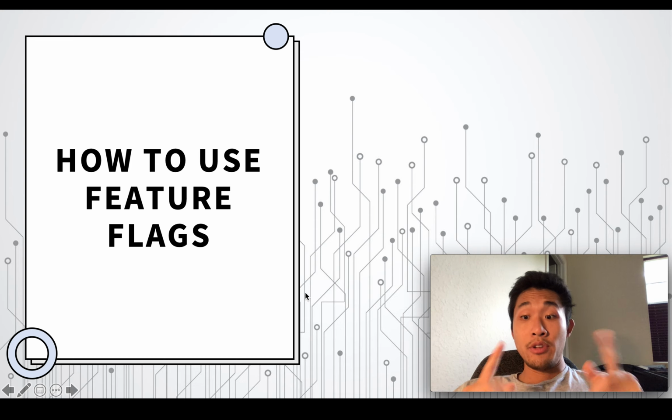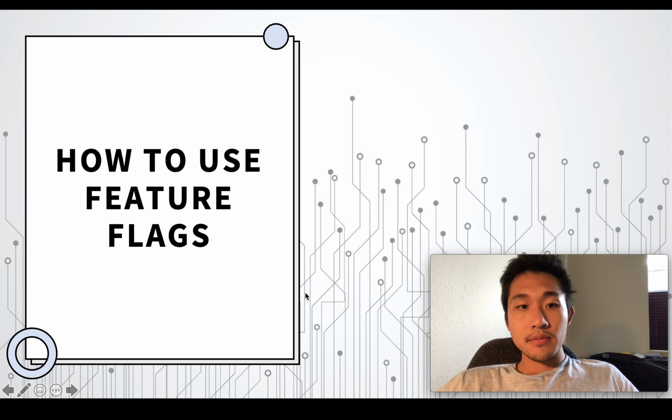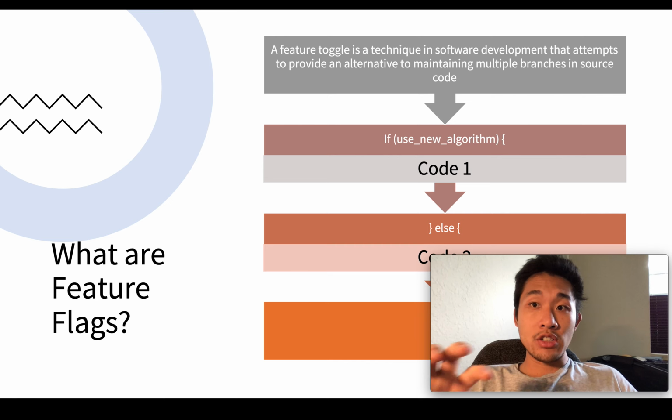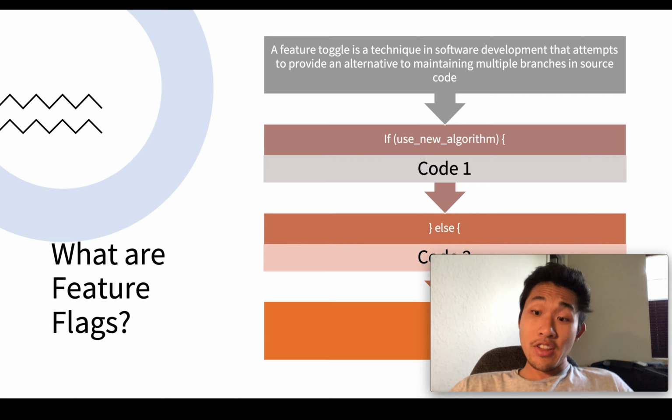I'm going to show you about feature flags and why to use them. So what are feature flags? Feature flags is a technique in software development that attempts to have multiple branches of code in the same source code. What does that mean?